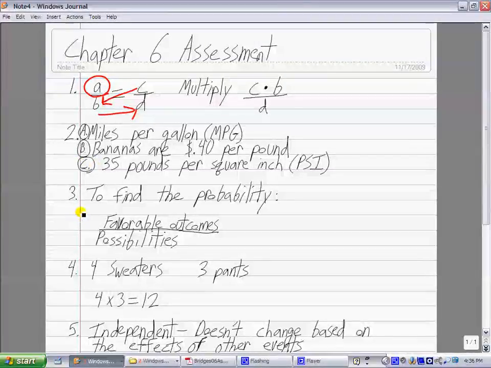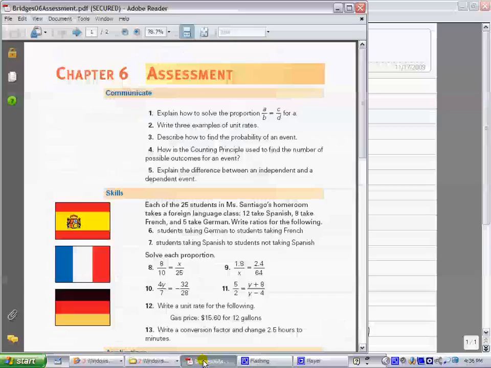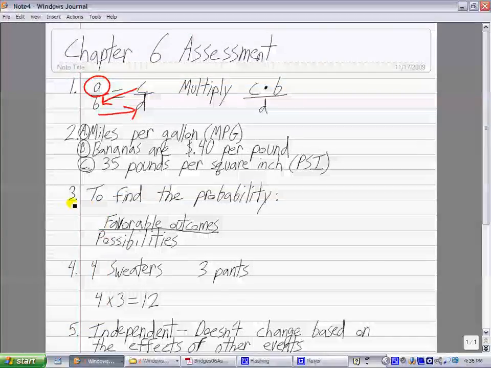Number 3, describe how to find the probability of an event. To find the probability of any event, you are going to take the number of favorable outcomes, which is the things that you are hoping will happen, or the things that you want to see what the chance is of happening, and then you will divide that by the number of possibilities, or you will put that over the number of possibilities in order to find your probability.